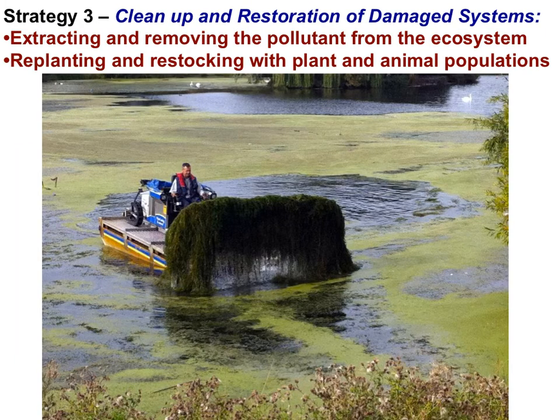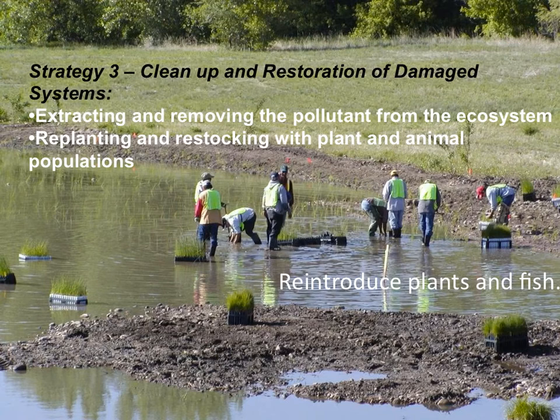Here is an image of strategy 3 with respect to water pollution, extracting and removing the pollutant from the ecosystem. In this case, the pollutant is an invasive species. Now this is expensive and it's temporary as it does not address the root problem. Here are people implementing strategy 3 by replanting an area that has suffered water pollution damage. The replanting is expensive in terms of time, people, and money, and unless the pollutant has been removed, the effort might be fruitless. The effort may require more than one attempt before being successful.